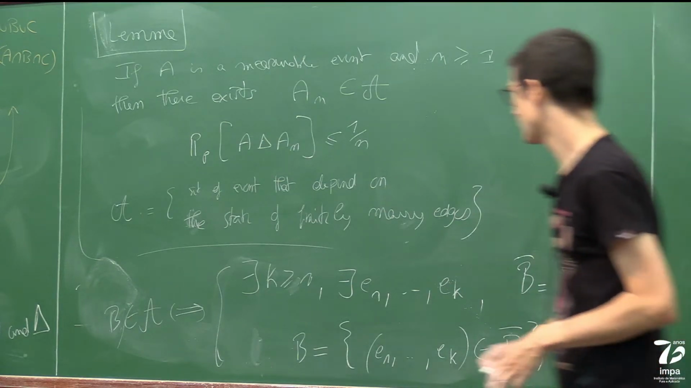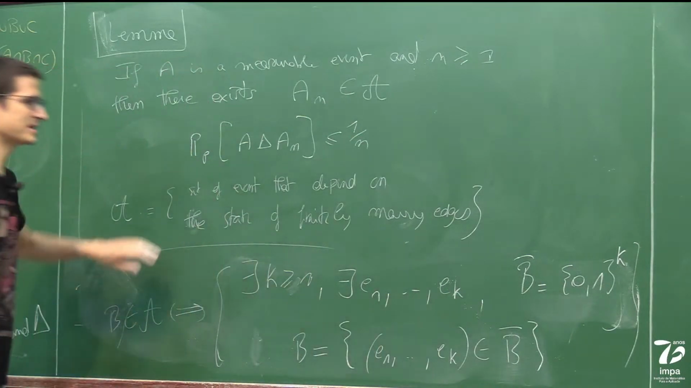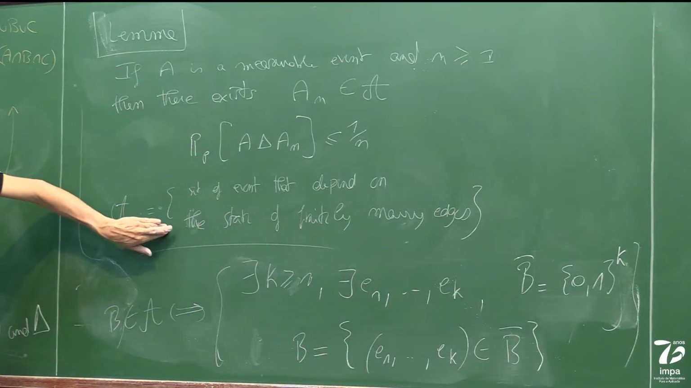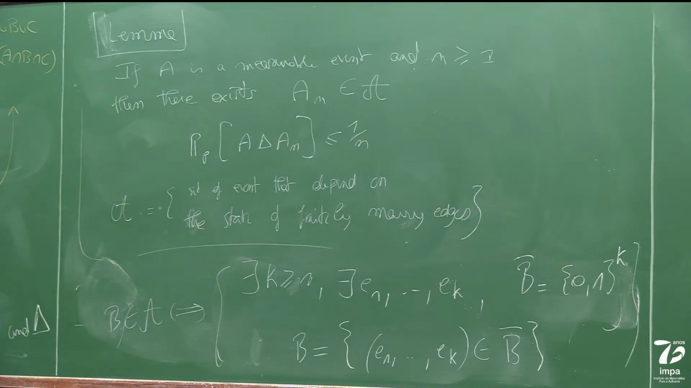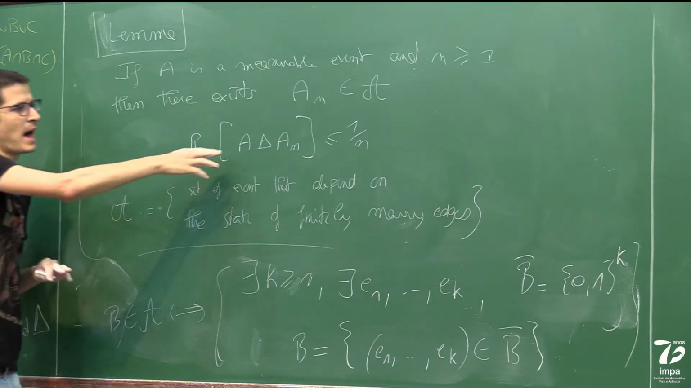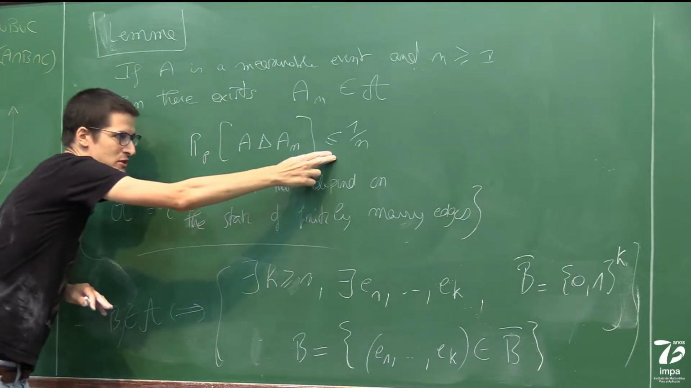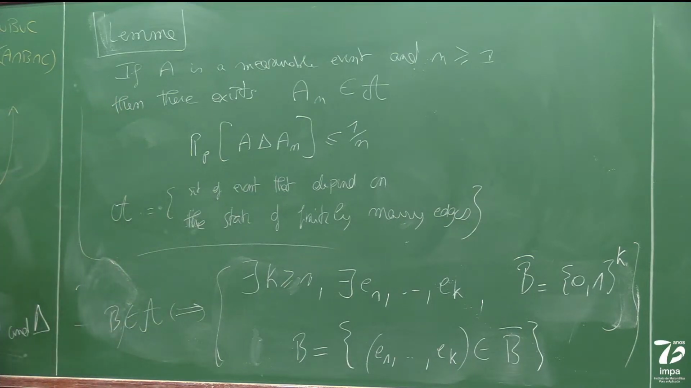Okay? But I think this is a clearer definition. And what this lemma means is that if you have a measurable event, you can always approximate it with an arbitrary precision with an event that only depends on the state of finitely many edges.